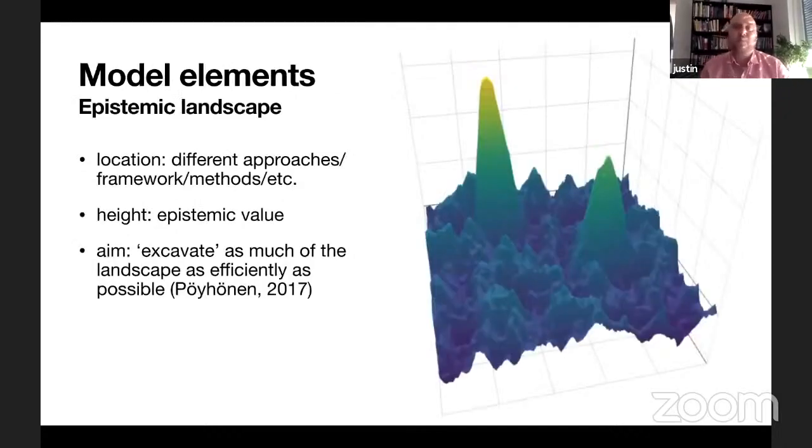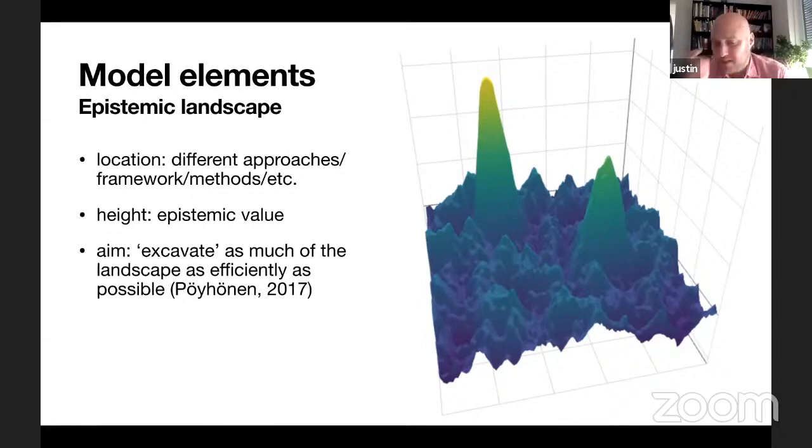All right, so these models typically assume some kind of epistemic landscape. There's an example on the screen there. So the landscape here, the ground coordinates basically represent different approaches, different frameworks, methods, theories, etc. And the height, the peaks, represent the epistemic value, how much we've learned, how good our science is, the benefit for impactful science, etc. The epistemic value of each thing.